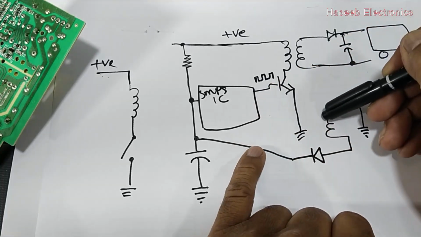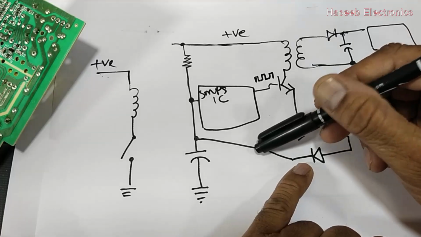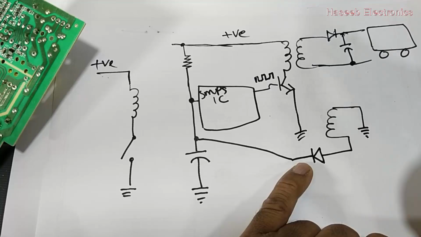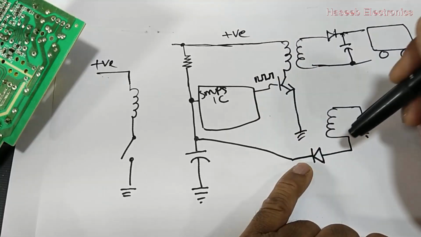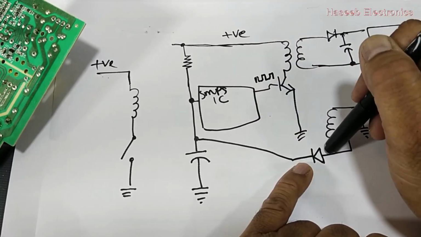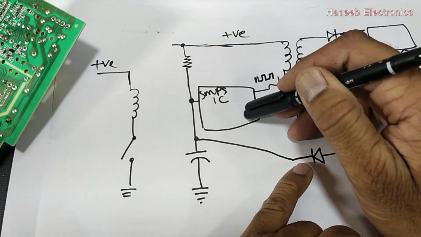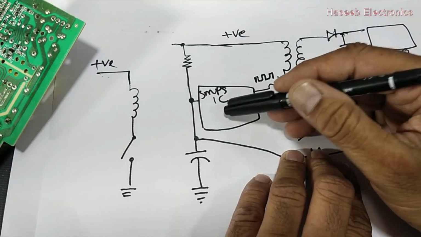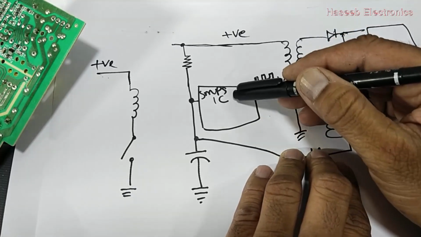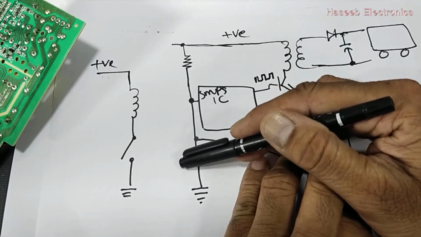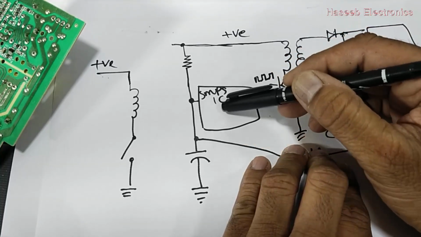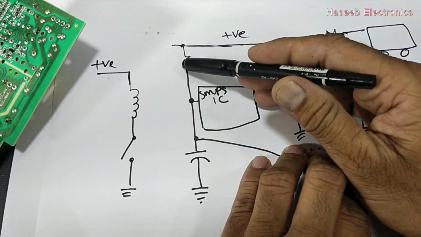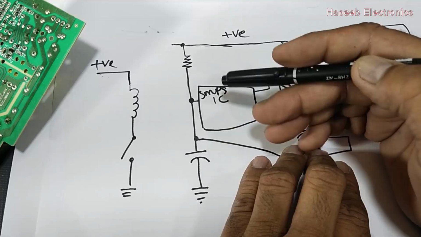But now when this winding starts to generate voltage due to the current flow in the primary and transfer voltage in the secondaries, we will receive voltage here. This winding is capable of providing enough current for this IC. If this winding fails to provide enough current, this capacitor will drop its voltage and this IC will go into off state again.